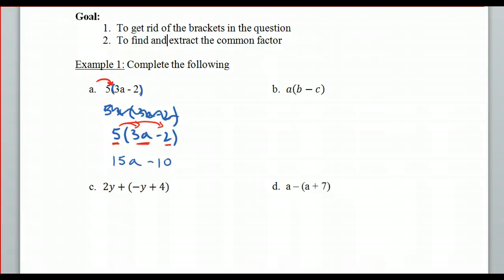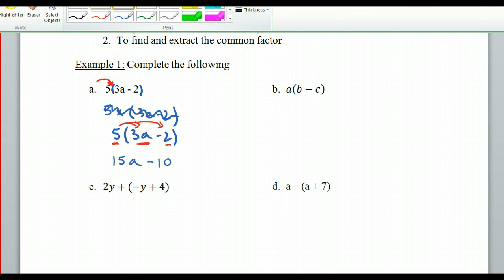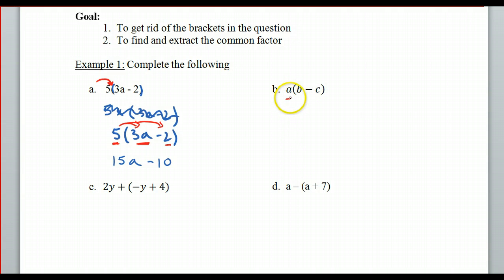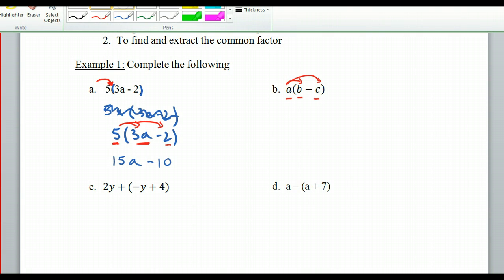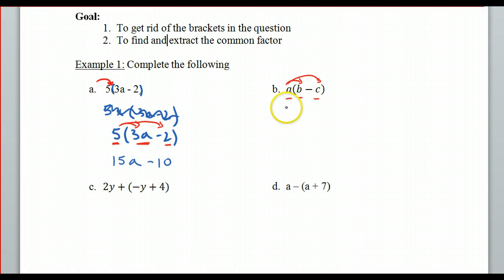The question B here. I have A times B minus C. So again, I have to multiply that A with everything inside the bracket. So A times B and then A times negative C. So here we go. A times B, well, that's just going to give me AB. And A times negative C is going to give me negative AC.